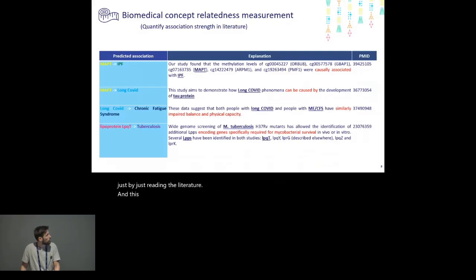And this is just what I already told you, but in text. So MAPT is causally associated with IPF. Tau proteins, and MAPT is a tau protein, can cause long COVID. People with long COVID and chronic fatigue syndrome have similarly impaired balance and physical capacity. And lipoprotein LPQT encodes genes specifically required for mycobacterial survival, which in turn is the cause of tuberculosis.